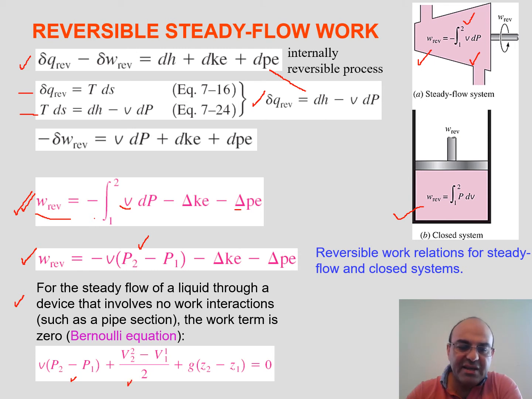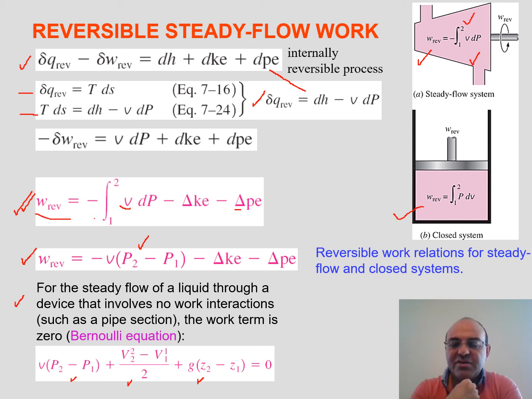If you look at this, this is the change in the pressure work, the change in the kinetic energy, and the change in the potential energy. If, for instance, the tube is not horizontal, if it's tilted, then Z1 and Z2 would be different between two sections of the pipe. So this is actually called the Bernoulli's equation in fluid mechanics.